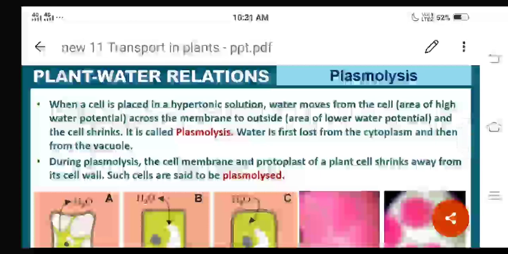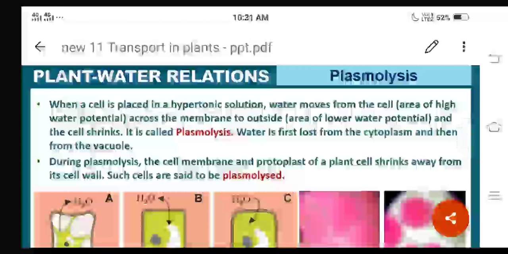The shrinkage of the protoplasm due to exosmosis is also called plasmolysis. During the process of plasmolysis, water is first lost from the cytoplasm and then from the vacuole.